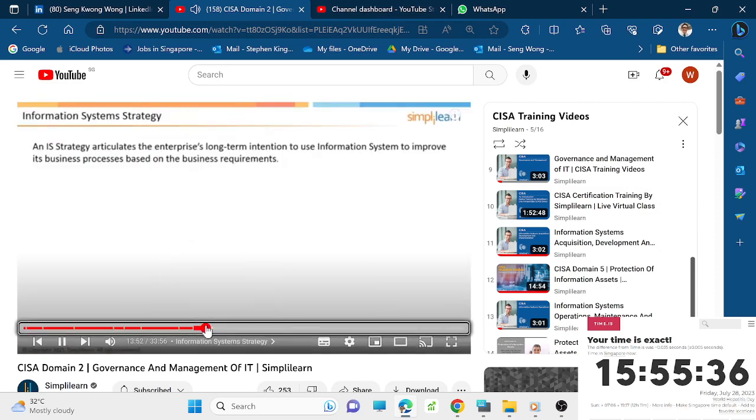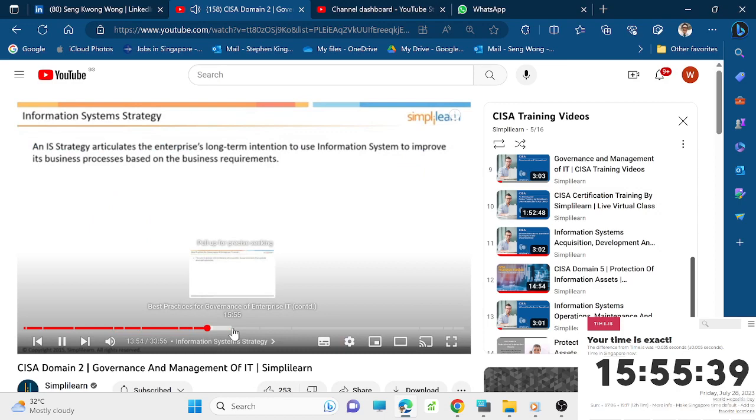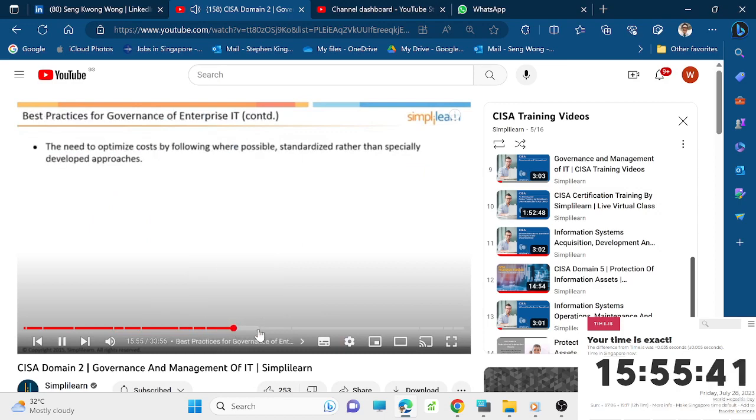The key knowledge area. An information system strategy. The need to optimize costs by following, where possible.